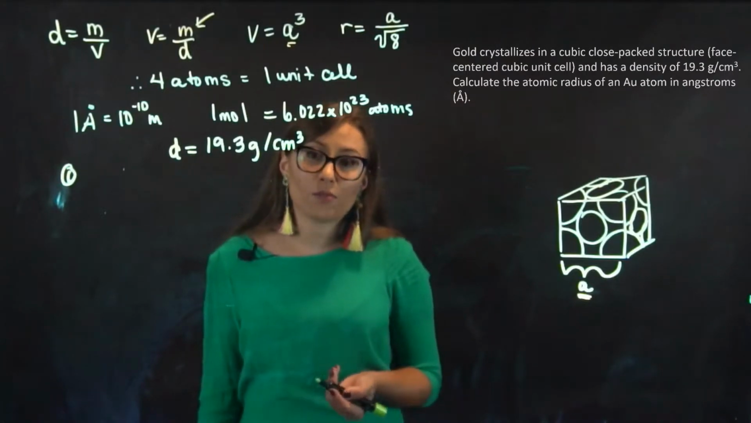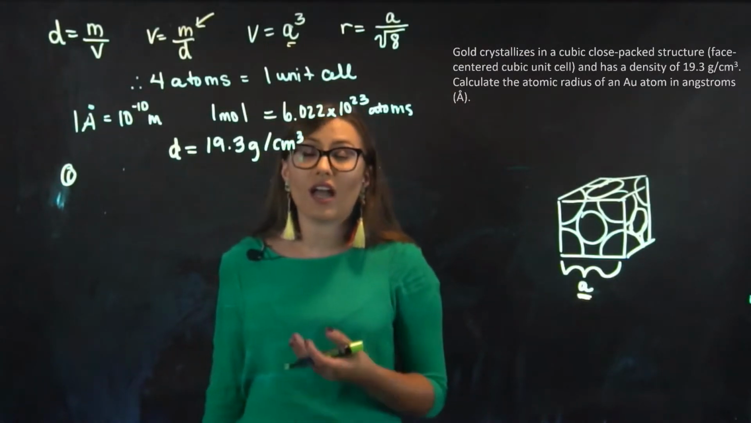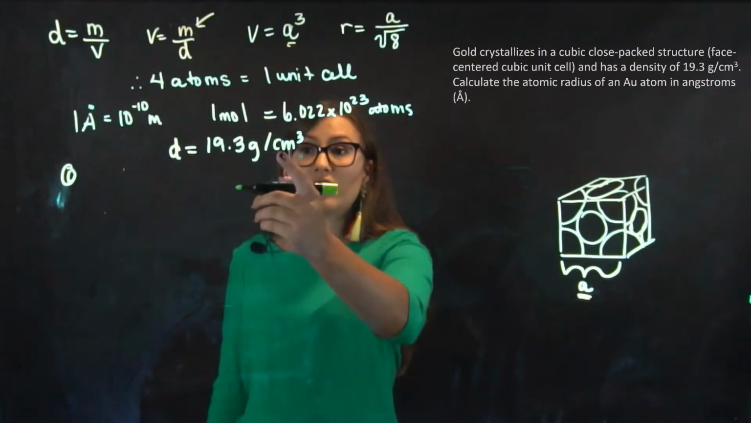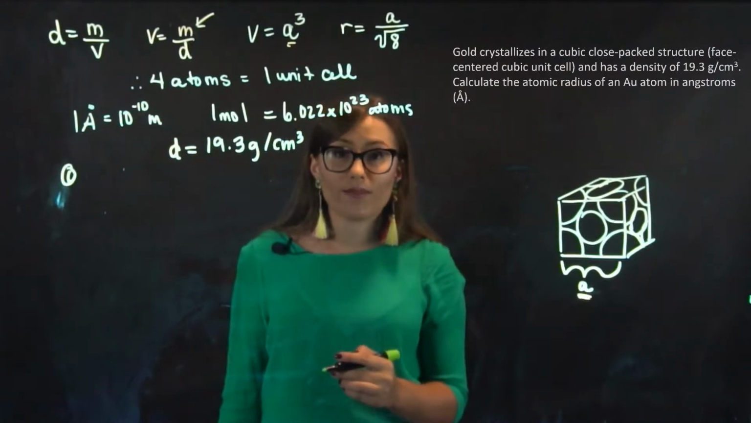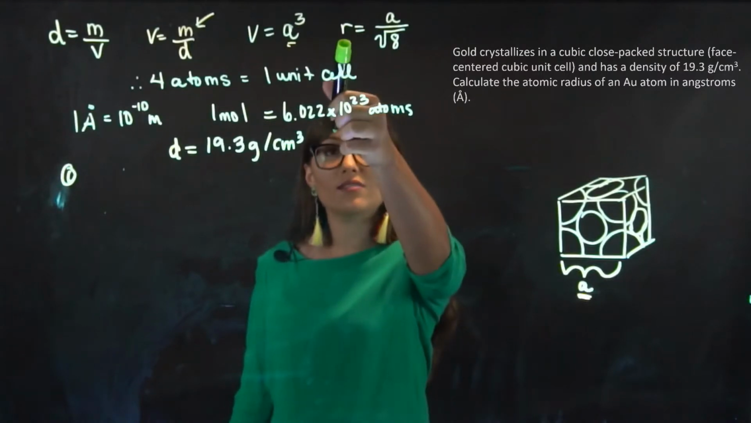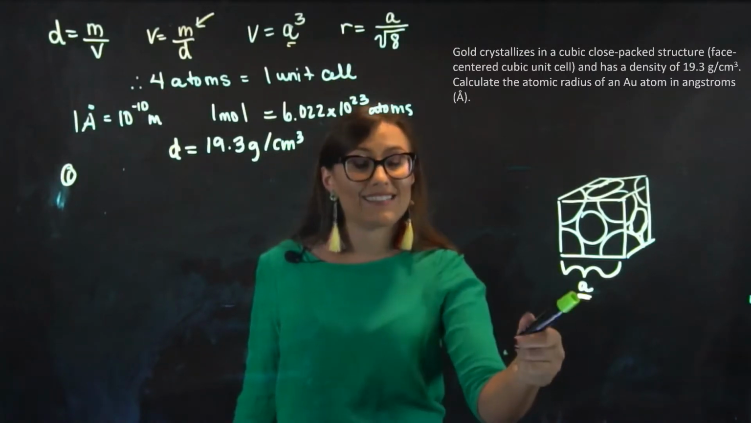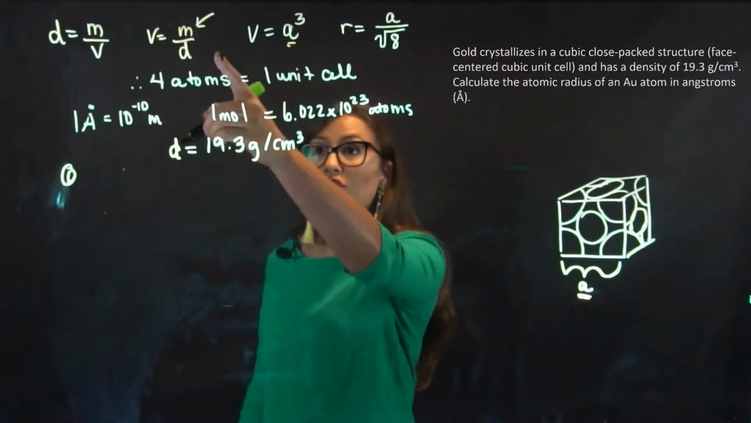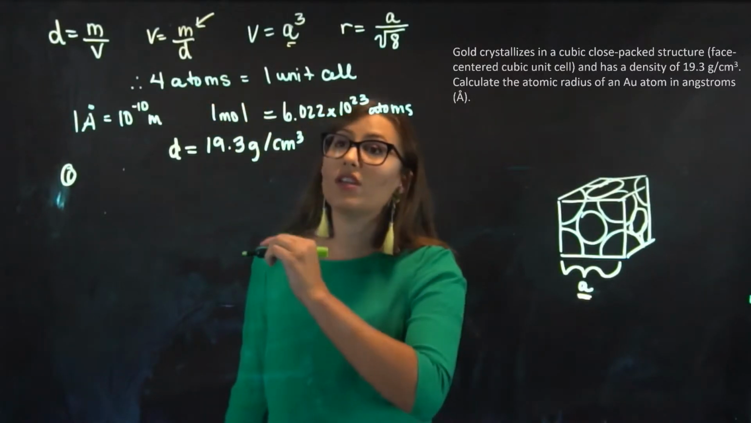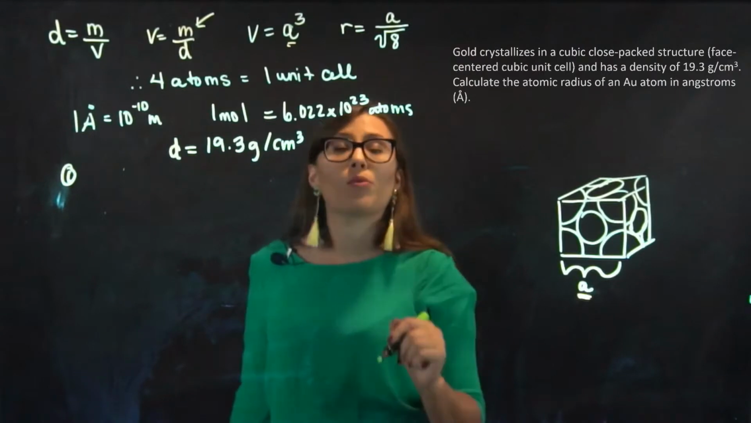Well, in order to approach this problem, there's a few things that we need to identify. We know that they give us density, and we know density is equal to mass over volume. In order to determine the radius, we need to first determine what A is of the unit cell. So we need to first determine what mass is so we can determine volume and plug it into the appropriate equations.